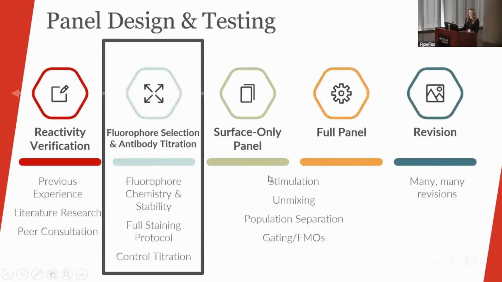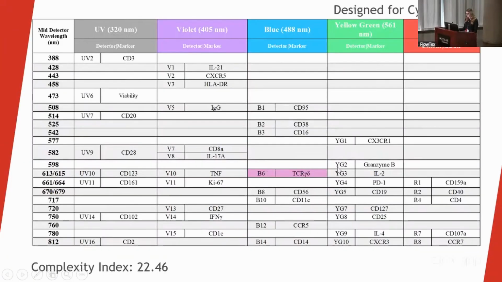So next, we'll talk about fluorophore chemistry and stability as it relates to this panel specifically. As I said before, in pink here, you'll see TCR gamma delta. That's on RB613, I believe, and that's a custom conjugation so that we could get our best separation here. And I'll also direct your attention to CD107A down here. It's a degranulation marker, and that needs to be added during stimulation.